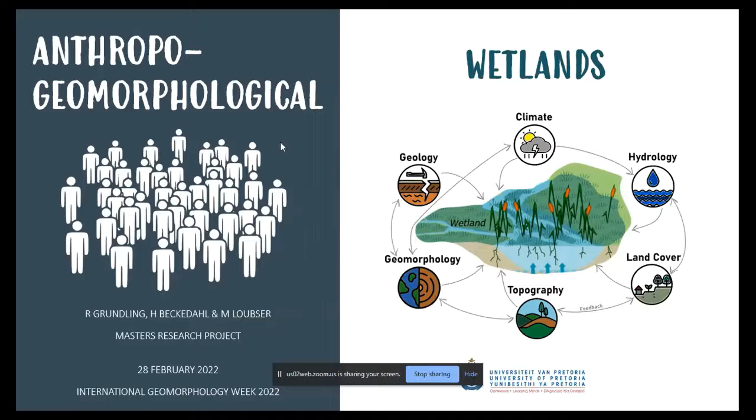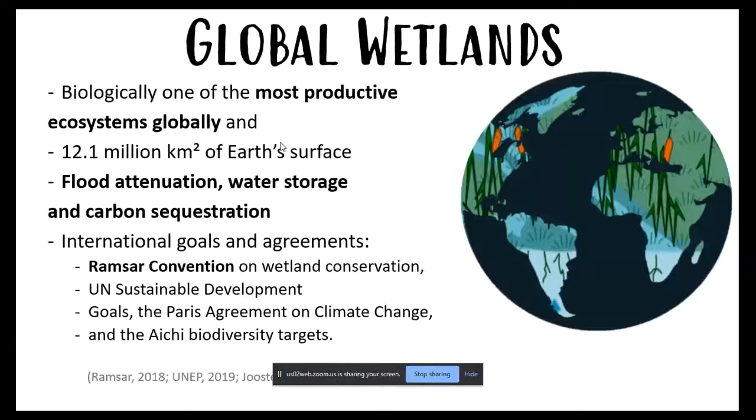My name is Renée and I'm at the University of Pretoria. I'm currently doing my master's research project on anthropogeomorphological wetlands. Globally, wetlands are one of the most productive ecosystems. They help with flood attenuation, water storage, and carbon sequestration. They're also important for international goals and agreements, for example, the Ramsar Convention. And we are also celebrating World Wetlands Day on the 2nd of February. So the entire month of February is filled with wetland activities.